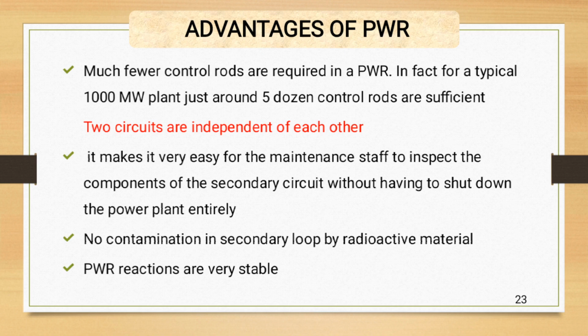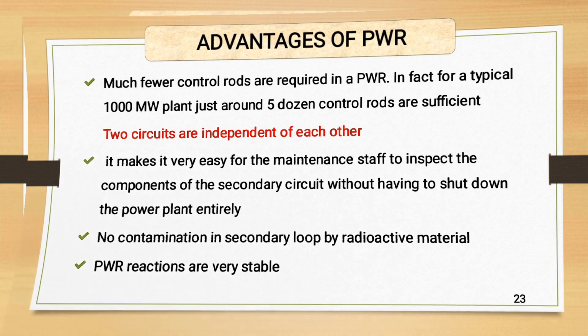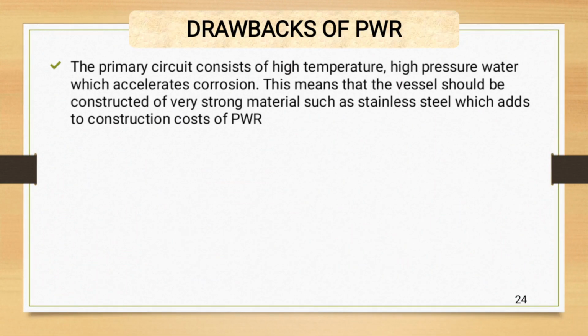Pressurized water reactor reactions are very stable. A drawback of the pressurized water reactor is that the primary circuit consists of high temperature, high pressure water, which accelerates corrosion of the apparatus or steel vessel. This means that the vessel should be constructed of very strong materials such as stainless steel, which adds to the construction cost of the pressurized water reactor.